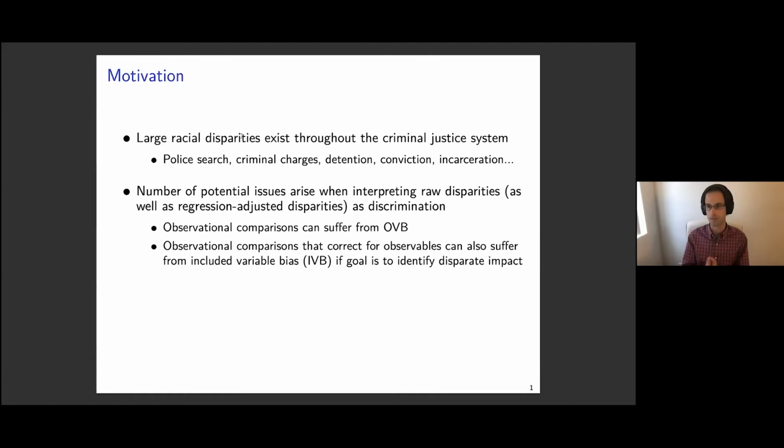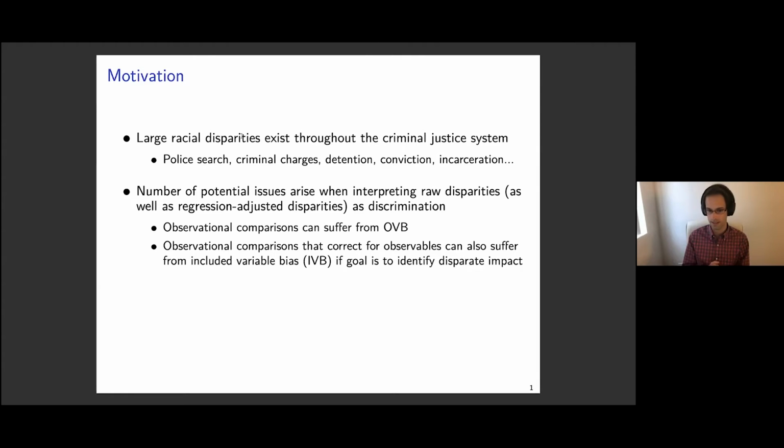So if you look at raw disparities, there may be some characteristics that are important for determining treatment that vary across race, and therefore the disparities might be driven by those alternative characteristics. If you adjust for those characteristics, there's always the potential that you might leave out some important characteristics that you really should be controlling for in this comparison. Something that I think is also very important, but is potentially not discussed as much, is that there's also the potential for included variable bias.